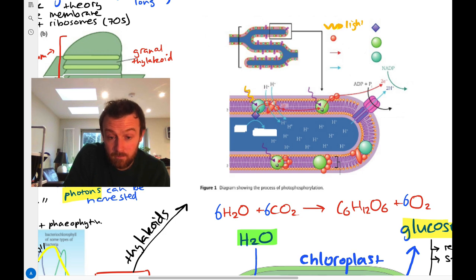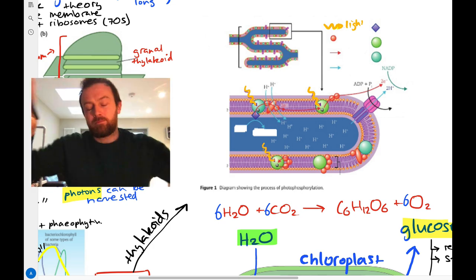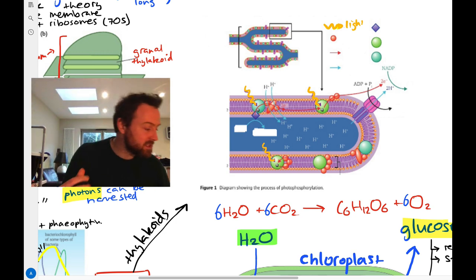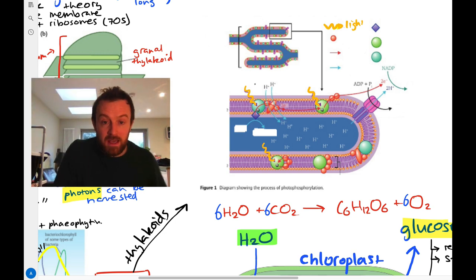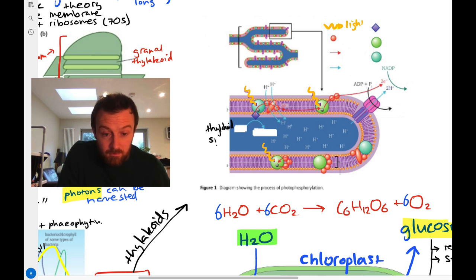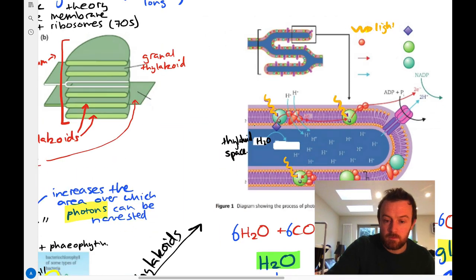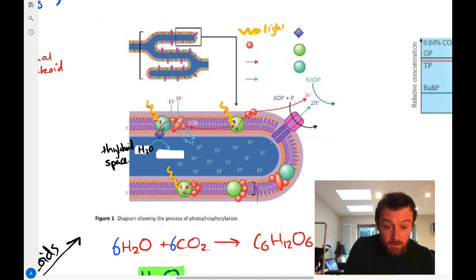Light is coming in here, and it's coming in here, and it's also coming in down here, because the thylakoid membrane is kind of a pancake style, and inside we have what's called the thylakoid space. So let's label that. This is the thylakoid space. And in here we've got H2O being split into a half O2 plus 2H+. I'm going to have to zoom in even more.